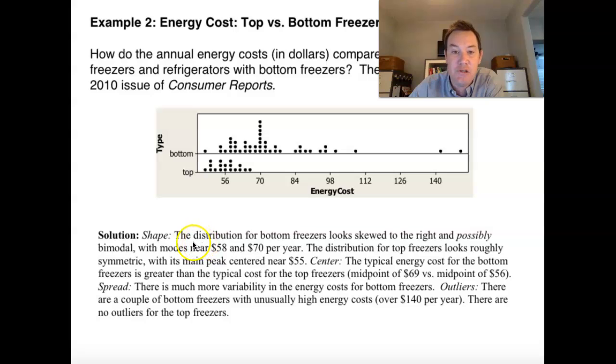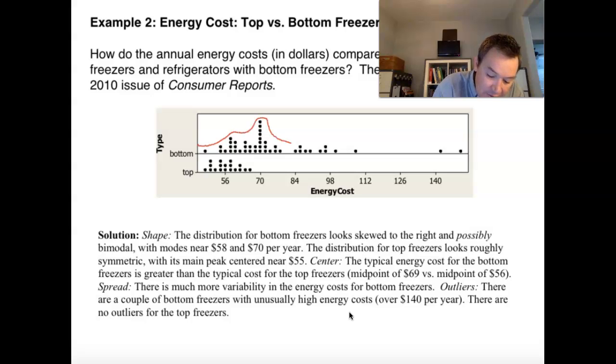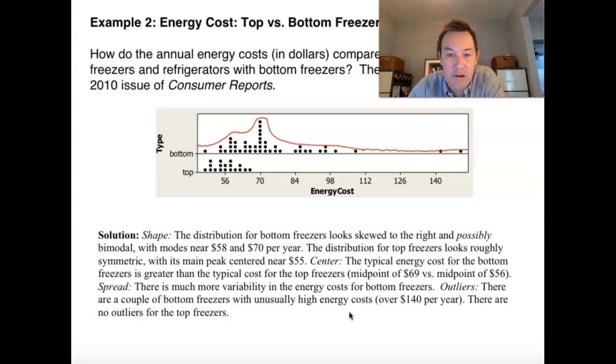It says the distribution for bottom freezers looks skewed to the right and possibly bimodal. They say possibly bimodal because, again, if we draw a smooth curve over here, probably something like this, it's not extremely bimodal. But again, using that gray area language, with modes near $58 and $70 per year. So modes are where the peaks are. I'm sure you've heard mean, median, and mode before. The distribution for top freezers looks roughly symmetric with its main peak near $55.